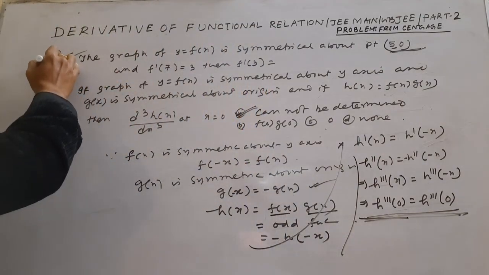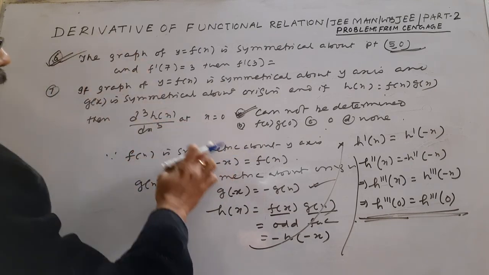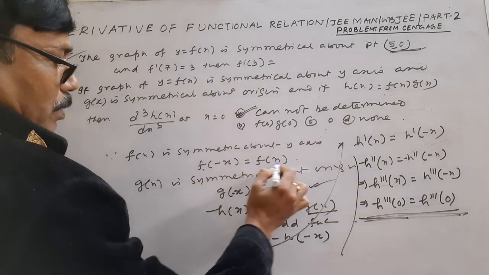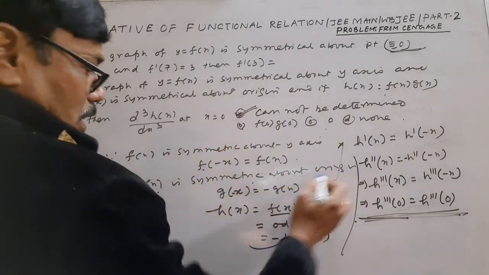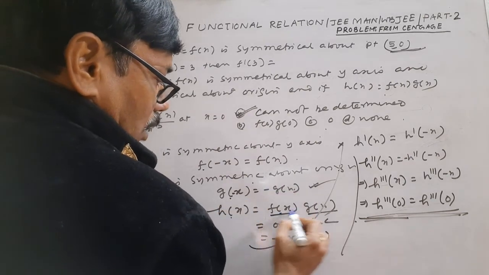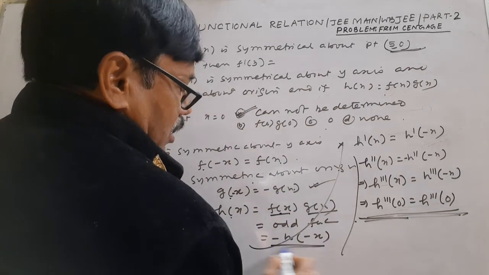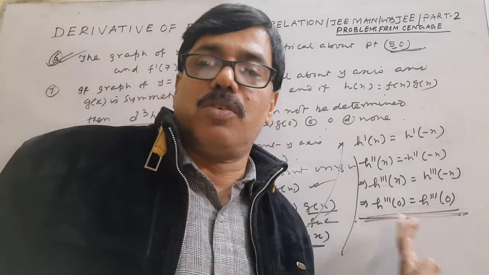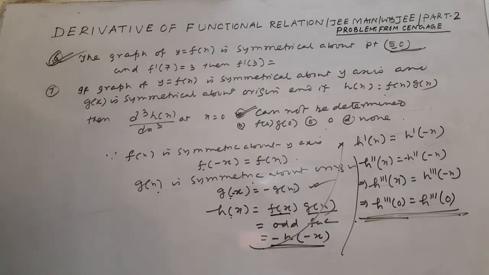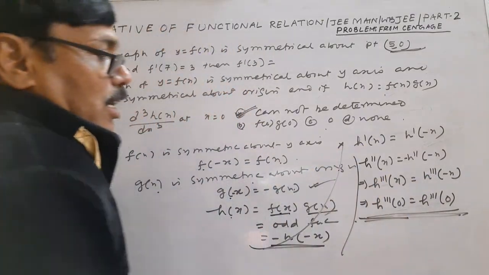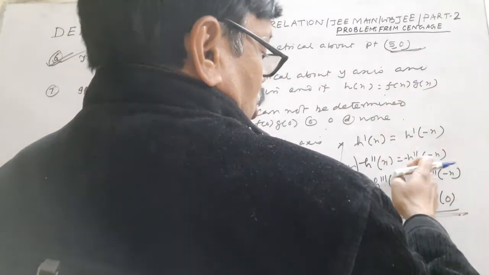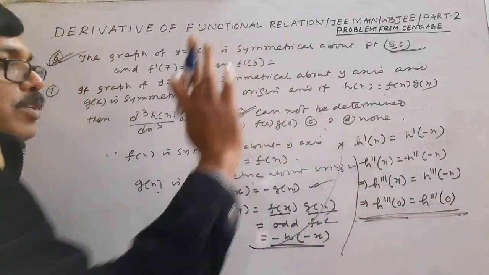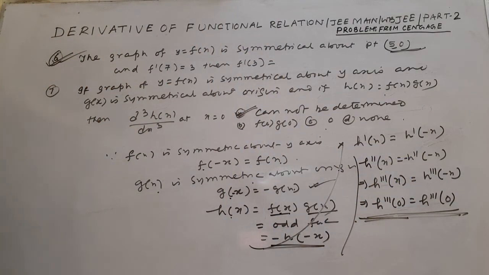So this is also a functional relation, but the relation is not given. Symmetric about the y-axis is an even function. Symmetric about the origin is an odd function. The product of even and odd is odd, so minus h(x). Then take the derivative three times and put x equals 0. We are not getting anything. But h''(0) equals 0. If you transfer to the left-hand side, this will be 0.